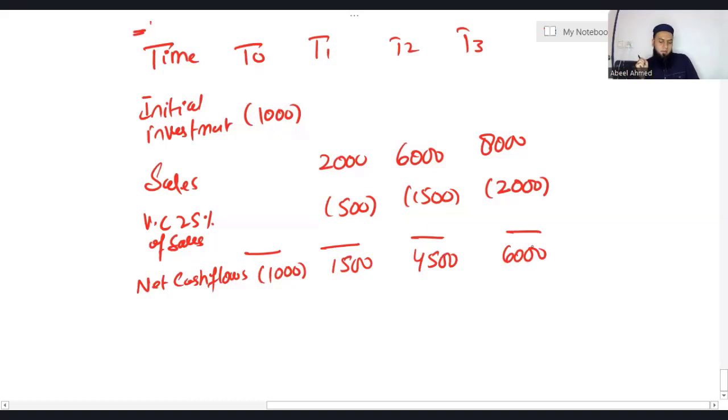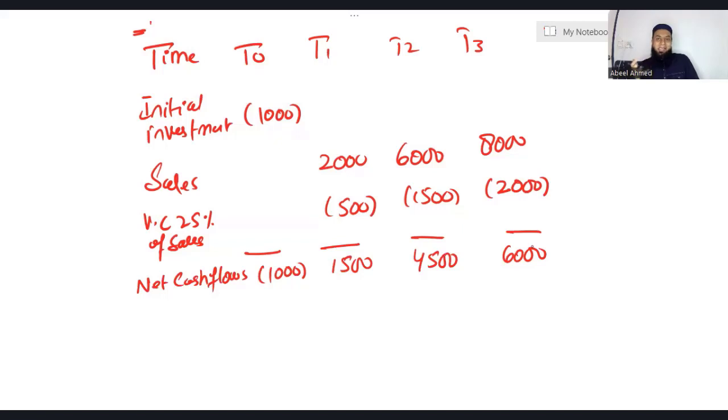Now listen carefully. You have net cash flows in front of you. At time zero, there's an outflow of 1,000. At T1, there's a net inflow of 1,500. At T2, we have an inflow of 4,500, and at T3, a net inflow of 6,000.